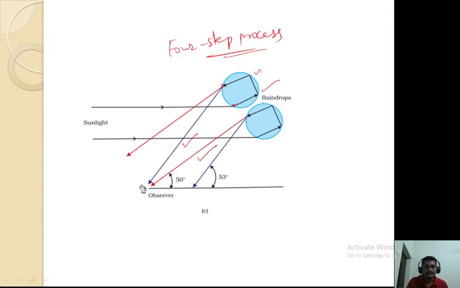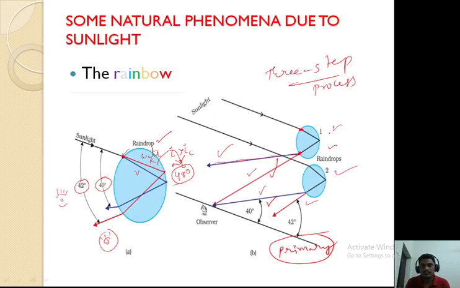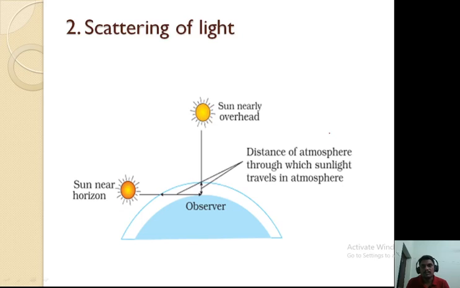The observer can see the secondary rainbow, but with lesser intensity. The intensity of the light decreases. Why? Because it suffered two internal reflections, so the intensity of the secondary rainbow decreases. So this is about the formation of the rainbow. The next topic is scattering of light.